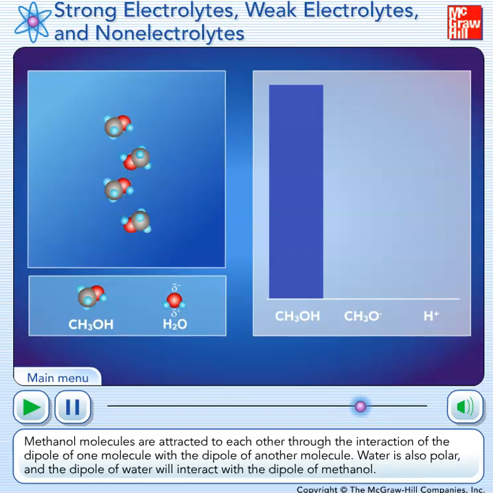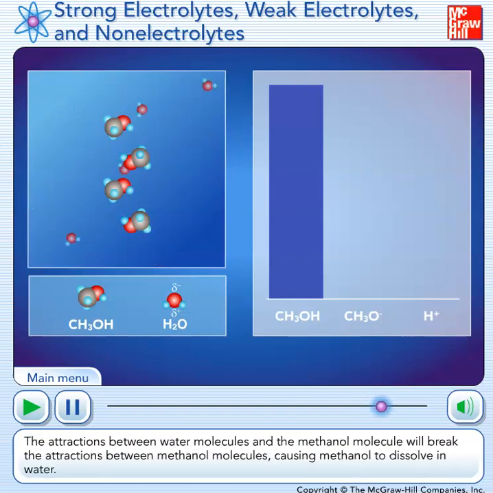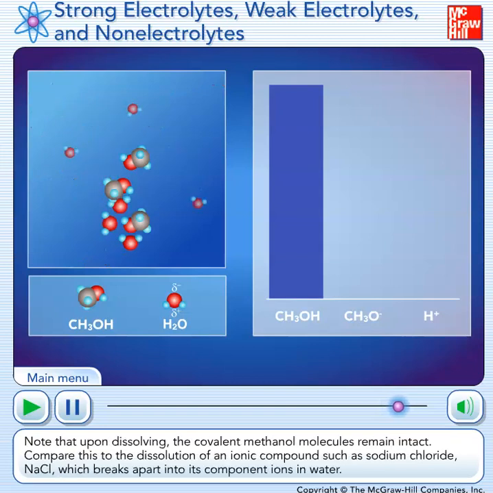Water is also polar and the dipole of water will interact with the dipole of methanol. These particular dipole-dipole attractions are called hydrogen bonds. The attractions between water molecules and the methanol molecule will break the attractions between methanol molecules, causing methanol to dissolve in water. Note that upon dissolving, the covalent methanol molecules remain intact.